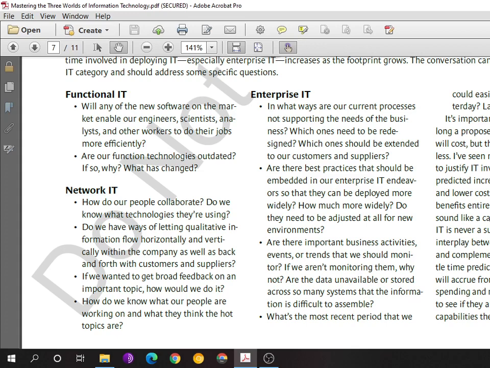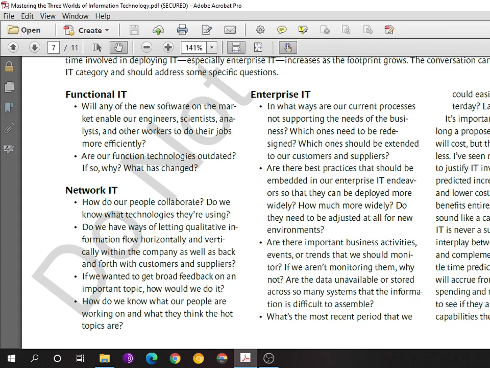Look at network IT. How do our people collaborate? Do we know what technologies they're using? Do we have new ways of letting qualitative information flow in all parts of our organization, horizontally and vertically? Should we try and find a method of helping them send us back feedback? Do we need one? How do we know what our people are working on and what topics they're thinking about in order to follow up on what they're working on?